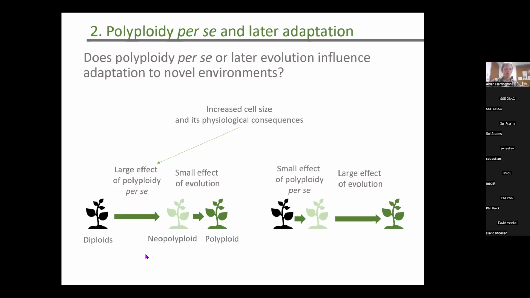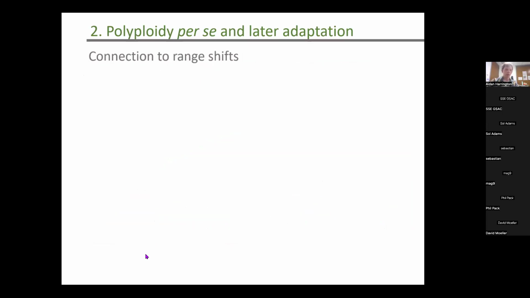Okay, but what is the role of polyploidy per se in this shift? When I say polyploidy per se, again, I'm really talking about the increase in cell size and its downstream consequences on physiology and niche. So when moving from the diploid to the neopolyploid to the natural polyploid, what is the contribution of polyploidy per se in terms of this habitat shift? And then secondly, what is the connection to the range shift?